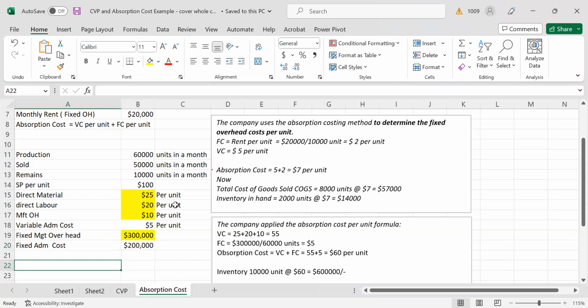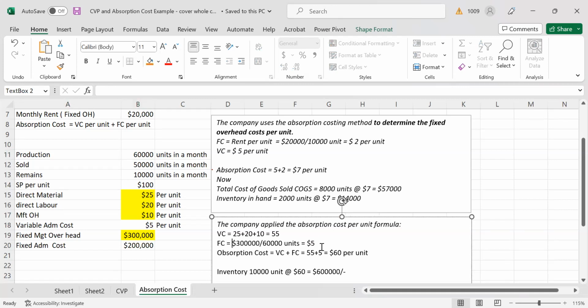So for absorption costing, now look at this. Variable cost, we know that 25 plus 20 plus 10 is equal to 55. So the variable cost is $55 per unit. Now fixed cost is $300,000 here. The fixed cost divided by how many units produced? 60,000 is equal to 5. So 5 is the fixed cost per unit. So variable cost plus fixed cost is equal to 60 per unit. That will be the absorption cost.